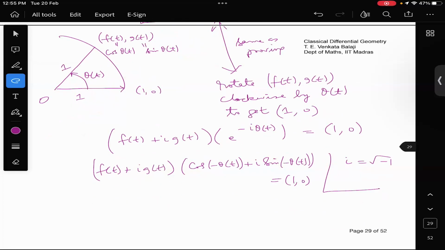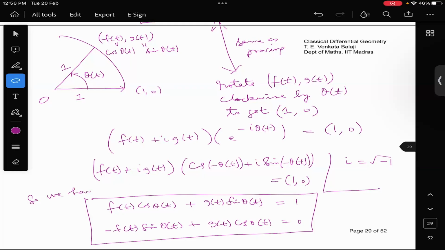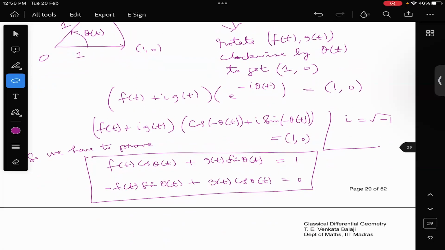And rewrite this, you will get f t cos theta t plus g t sine theta t, and this has to be equal to 1, and you see f t into minus sine theta t plus g t into cos theta t is equal to 0. So we have to prove this. This is what you have to prove effectively, okay?